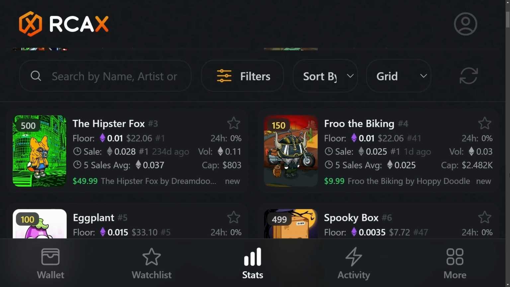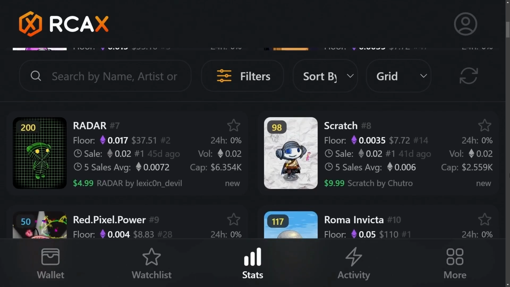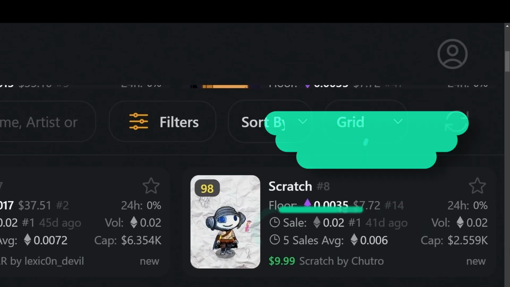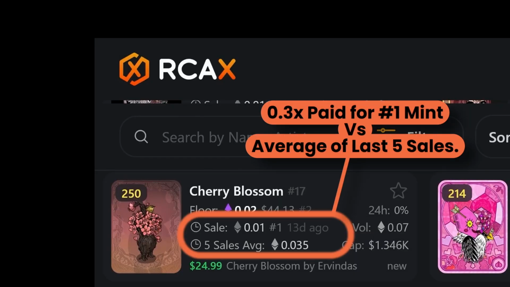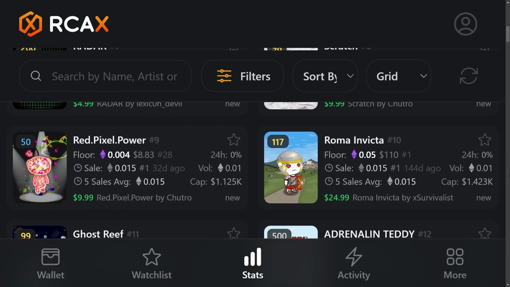Let's take a look at what difference mint number made on the secondary market price of RCAs in 2024 when RCAs were in a bear market. Radar mint number 1 sold for 2.8x the average of the last 5 sales of other mints of that RCA. Scratch mint number 1 sold for 3.3x the average of the last 5 sales of other mints of that RCA. Cherry Blossom mint number 1 sold for 0.3x the average of the last 5 sales of other mints of that RCA. Some people are prepared to pay more to get particular mint numbers on the secondary market.